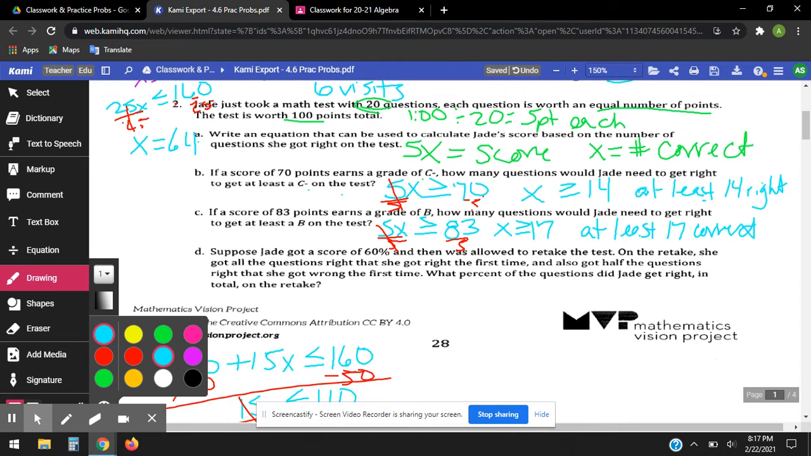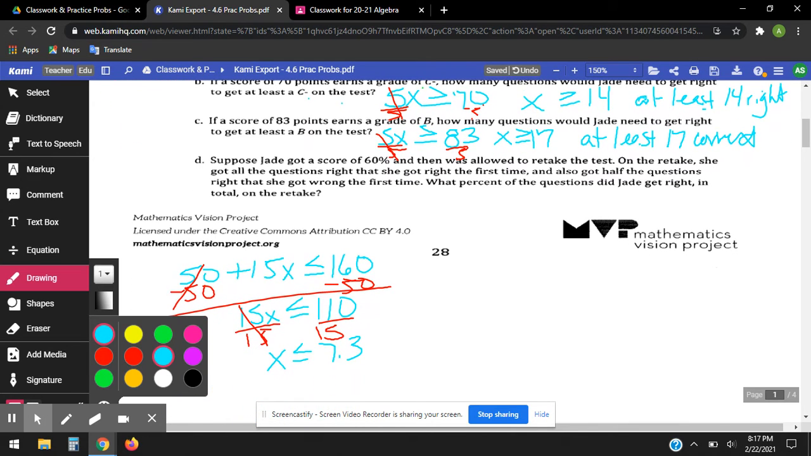All right, suppose Jade got a score of 60% and then was allowed to retake the test. On the retake, she got all the questions right that she got right the first time. She also got half of the questions right that she got wrong the first time. What percent of the questions did Jade get right in total on the retake?